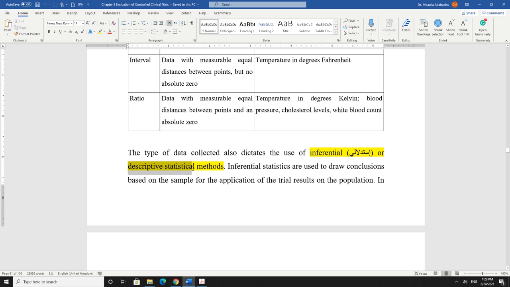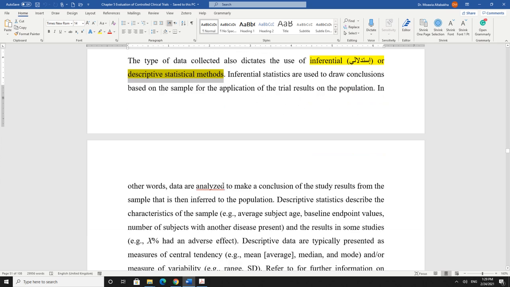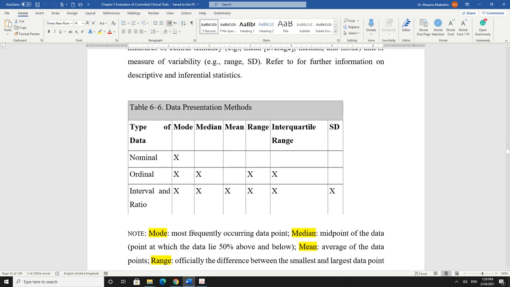But if I want just to describe my groups or my subjects in my study, then I will use descriptive methods. So let us talk about description. How can we describe my group? I'm talking about descriptive analysis. We can describe them by giving the mode, the median, the mean, the range, the interquartile range, and the standard deviation.